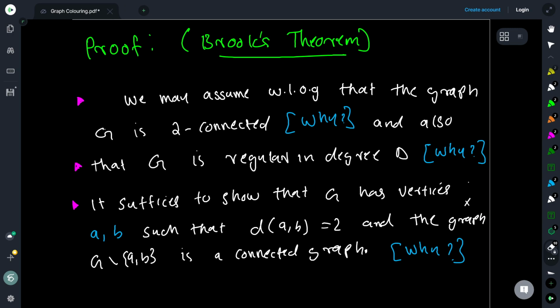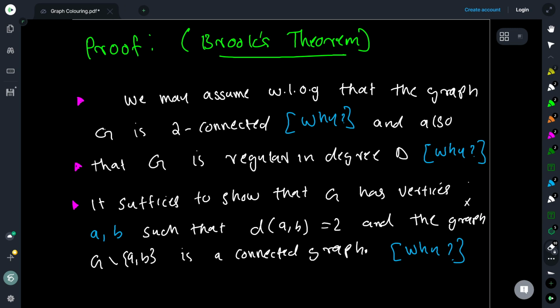Okay, so we were here in the previous class. We were discussing Brooks' theorem. So we have these four observations. First is that we can assume without loss of generality that the given graph is two-connected.